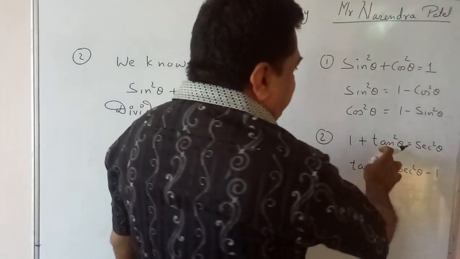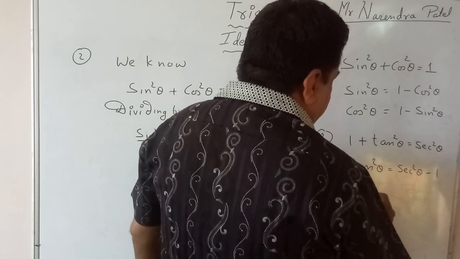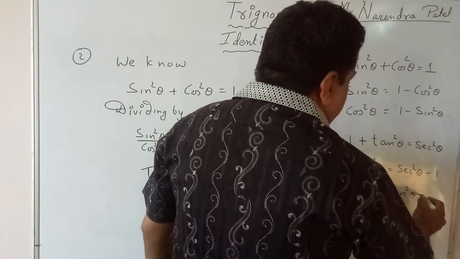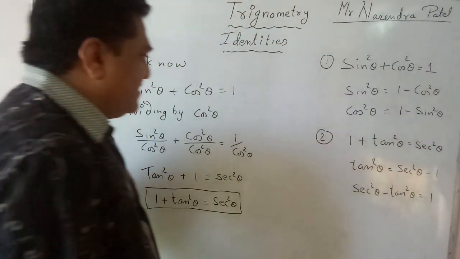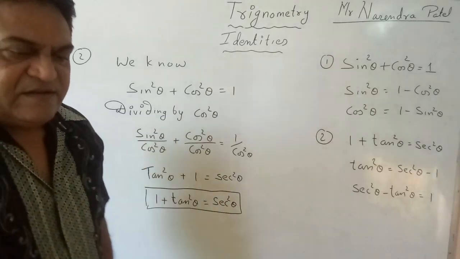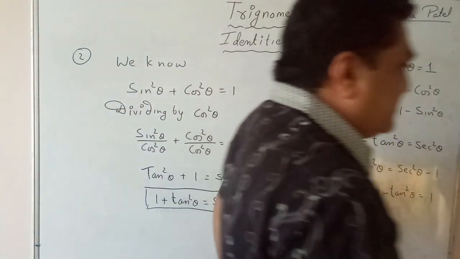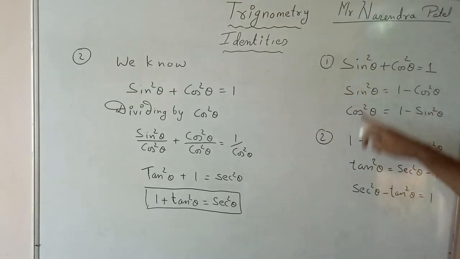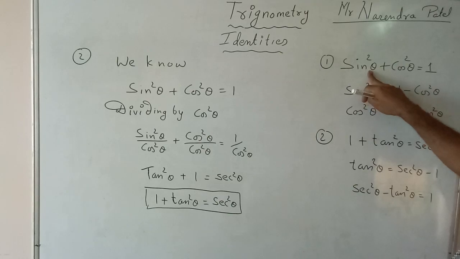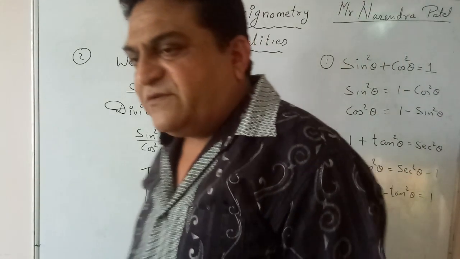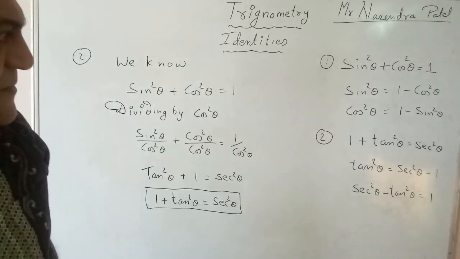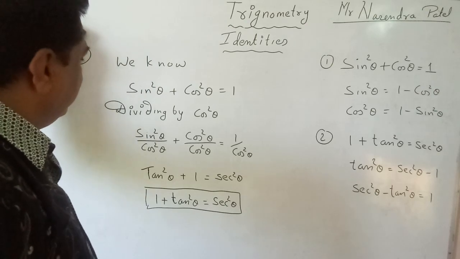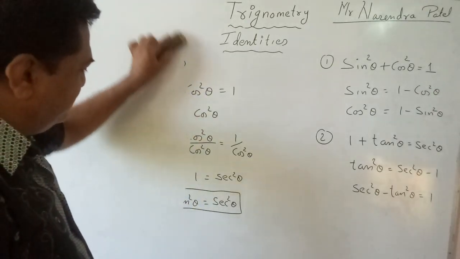Now take tan that side, you will get sec square theta minus tan square theta is equal to 1. These are the two more proofs derived from the second identity, and you know that the second identity is derived from the first identity, so you should know the proof, how I have proved it. So how I have proved these two identities, let me teach you.